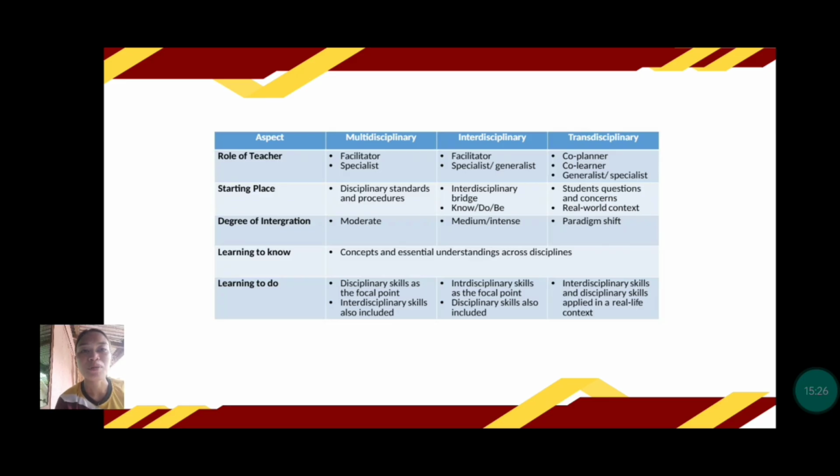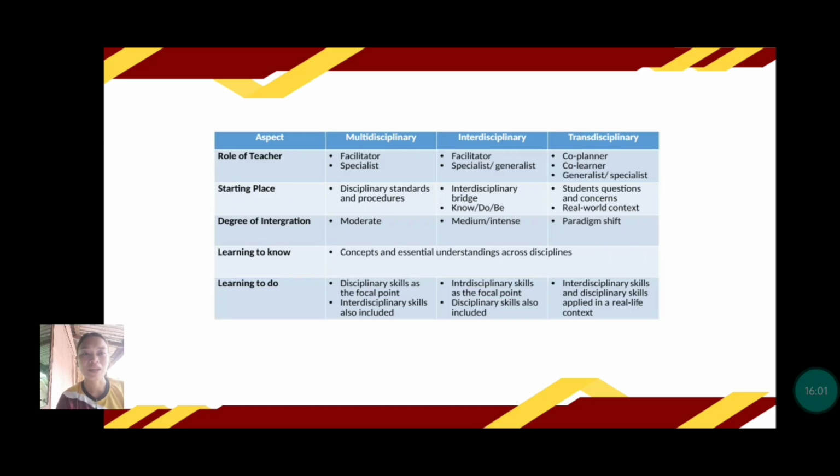In the starting place aspect, in multidisciplinary, disciplinary standards and procedures, while in interdisciplinary, bridge know, do, and be, while in transdisciplinary, student questions and concerns, real-world context. In the degree of integration aspect, in multidisciplinary, moderate, while in interdisciplinary, medium or intense, while in transdisciplinary, paradigm shift.